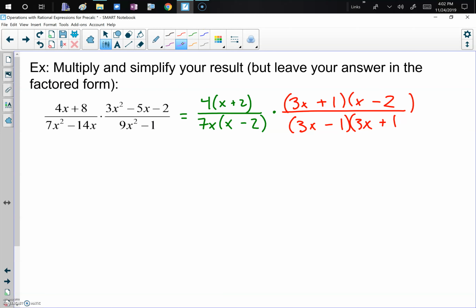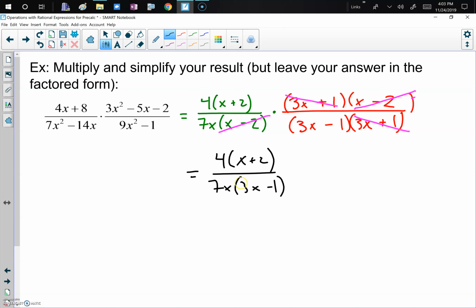So I've done my factorization, and now we can go ahead and look for any common factors to simplify out. So I can see that I have a common 3x plus 1 factor on the numerator and denominator that we can get rid of. I have an x minus 2 that's a common factor. And then I'm going to keep looking, and I don't see any other common factors. There's no other matched factors that would simplify out. So what I'm going to be left with here is 4 times the x plus 2, and then 7x times the 3x minus 1 in our denominator.